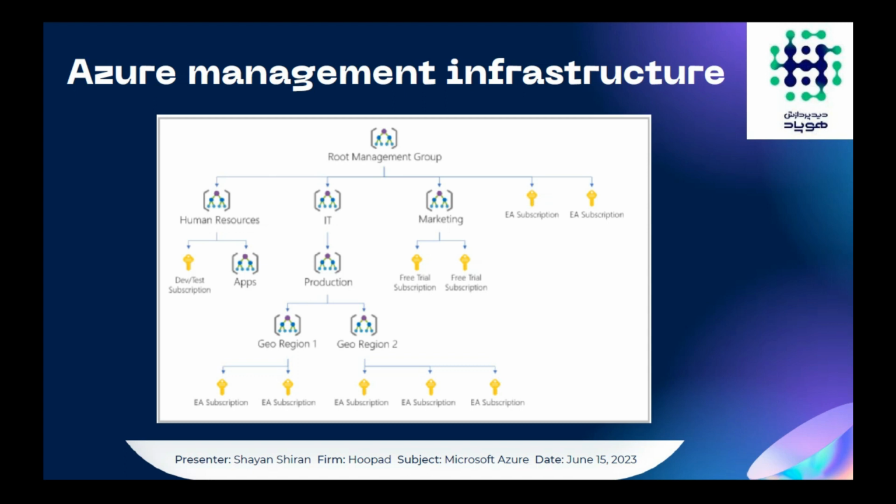And the other important fact is, we can have up to 6 levels of depth in this management hierarchy. And another important fact is we can set policies for these management groups and these subscriptions, which inherit from their upper level parent.